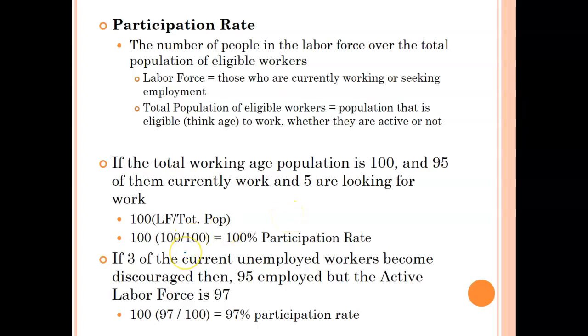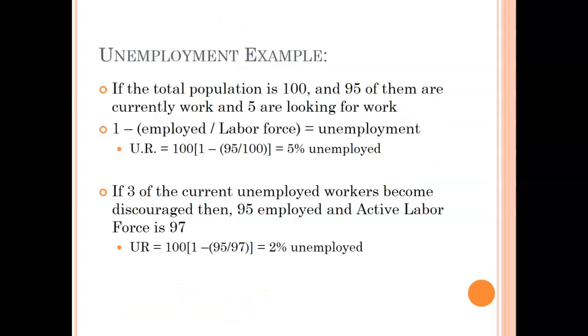Now, if 3 of the currently unemployed workers become discouraged and stop actively looking for a job, then 95 are employed, but the active labor force is 97. So there's actually a decreased amount of people who are active in the economy. So let's look at that a little bit differently. If the total population is 100 and originally 95 of them are working and 5% are not, then we had an unemployment rate of 5%.